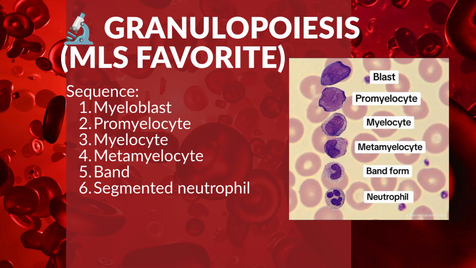I do not want you to just memorize this order. I want you to understand what's changing as the cell matures. The biggest changes during these maturations are nucleus shape, chromatin pattern, granules, and ability to function. As the cell matures, the nucleus becomes smaller, and you can see that just looking at it.